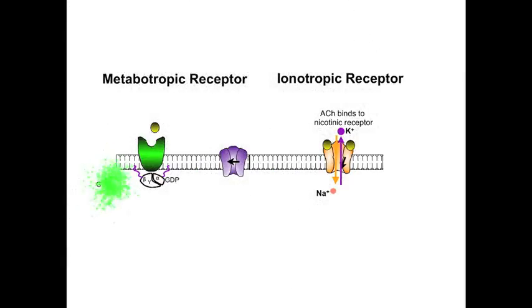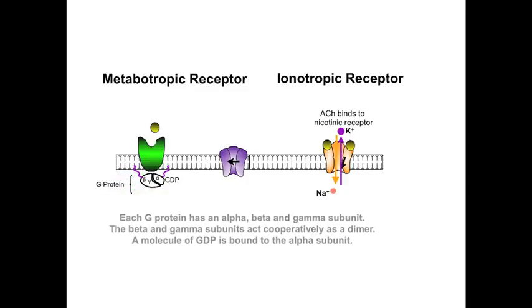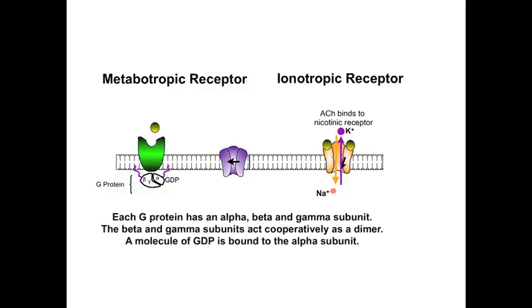Metabotropic receptors, in contrast, do not have a pore or ion channel. Rather, they are coupled to a G protein, which are also known as guanosine nucleotide binding proteins. The G proteins are bound to the membrane and function as molecular switches. Each protein has three subunits: the alpha subunit and a beta and gamma subunit.